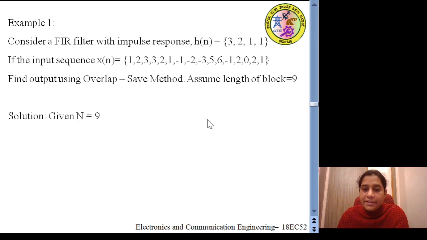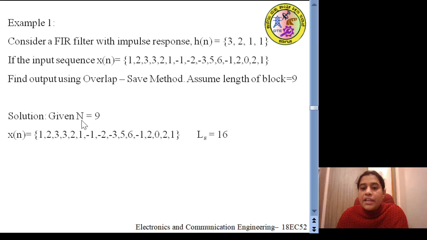So let us start solving this. They have given us to assume the length of block is 9. So we know the length of the block is given by N, which is 9. And the input they have given is 1, 2, 3, 3, 2, 1, minus 1, minus 2, minus 3, 5, 6, minus 1, 2, 0, 2 and 1. So the length of the input signal, we are considering it as LS, which is 16. So there are 16 samples.